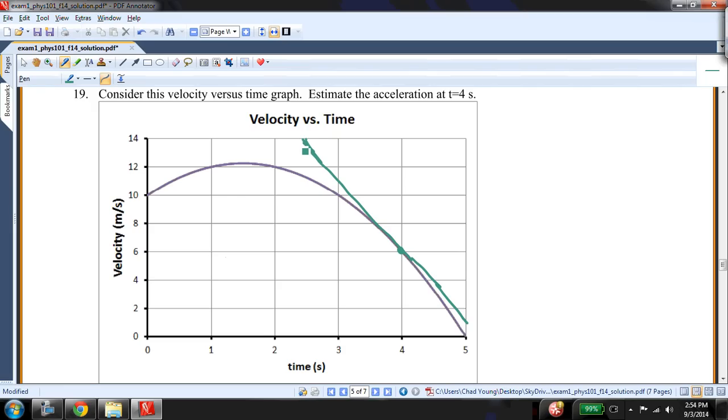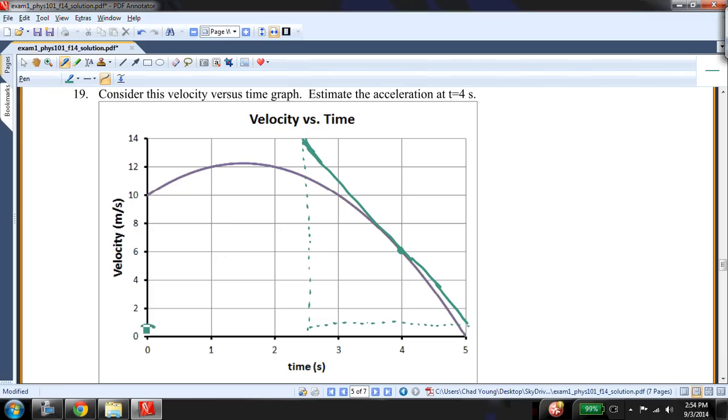Now I want to find the slope of this tangent line. I'm just going to find the slope of this triangle. You might pick another one. This is sort of an estimate because you might draw a different tangent line, but you should still get an answer that's discernible between the answers that are given.